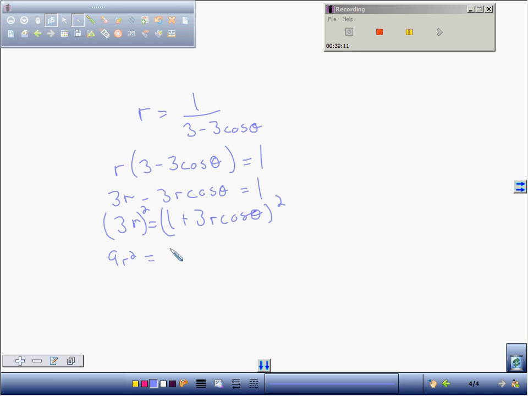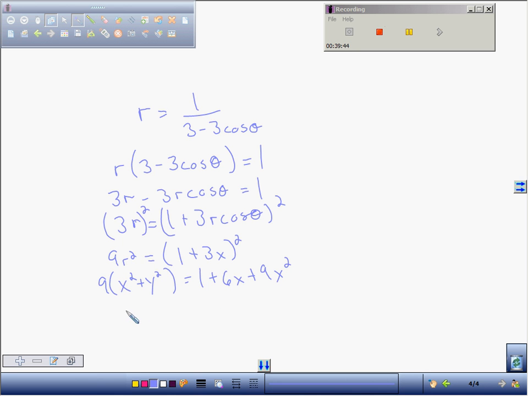And on the right side, what's R cosine theta equal to? X. So I'm going to change this to (1 plus 3x) squared. But I also know that R squared is equal to something. What's that equal to? X squared plus y squared. Okay? And then I FOIL this out. So I get 1 plus 3x times 3x twice, so you get 6x plus 9x squared.